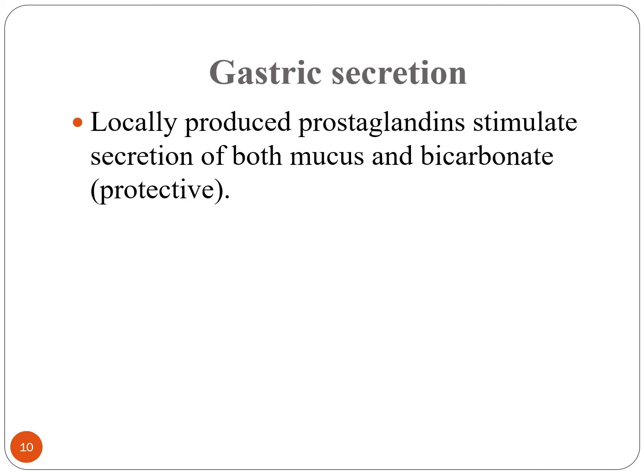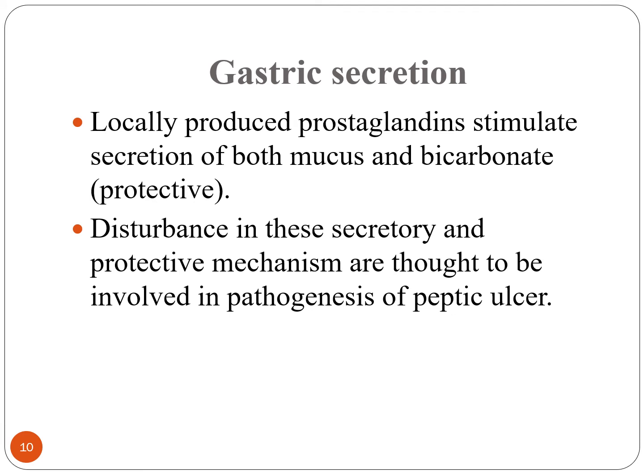As we mentioned, locally produced prostaglandins stimulate secretion of both mucus and bicarbonate, and these tend to protect the gastric wall against the acidic pH and against pepsin, the enzyme that can lead to breakdown or degradation in the gastric wall and can lead to ulceration. So mucus and bicarbonate are considered protective against these effects. We will find that disturbance in this secretory and protective mechanism is thought to be involved in the pathogenesis of peptic ulcer.